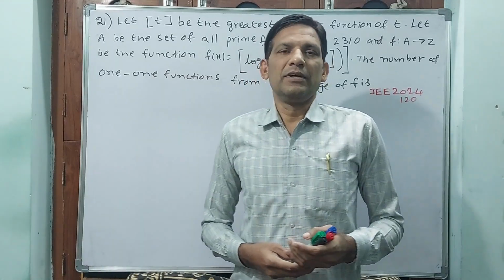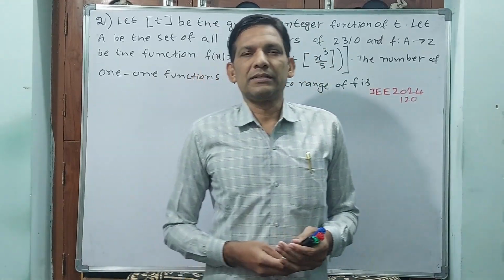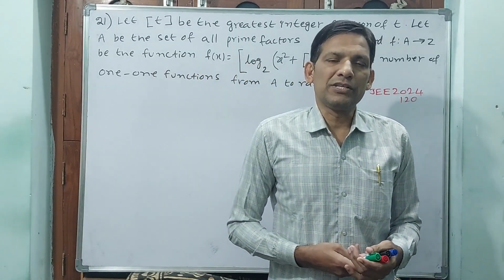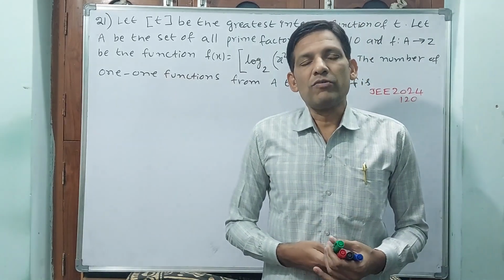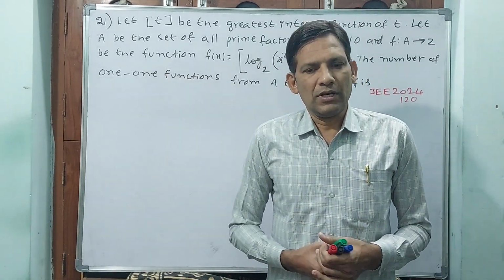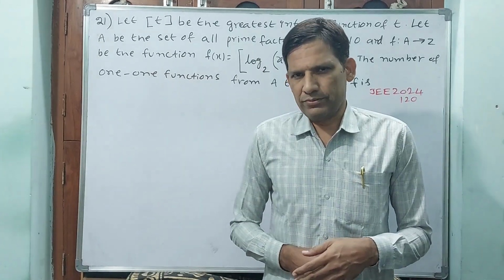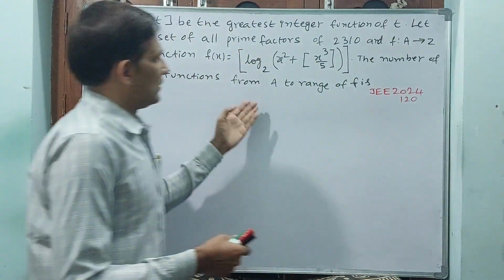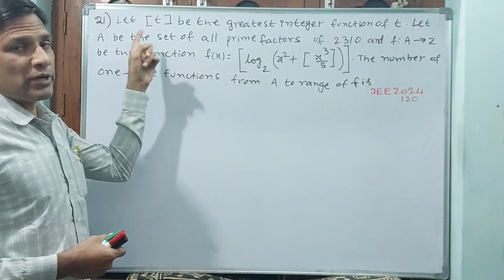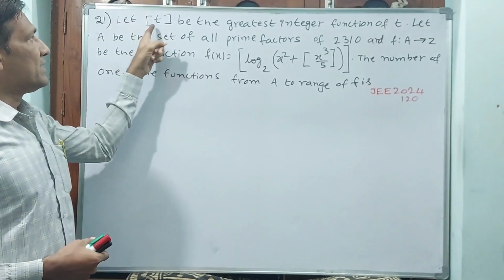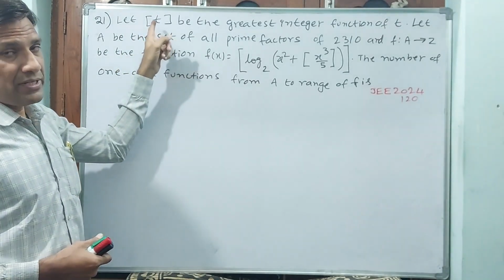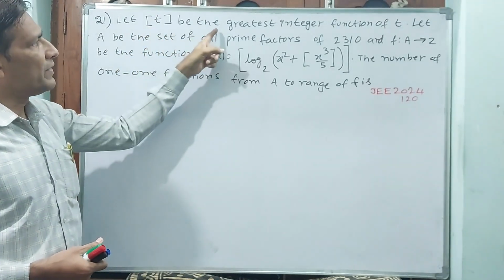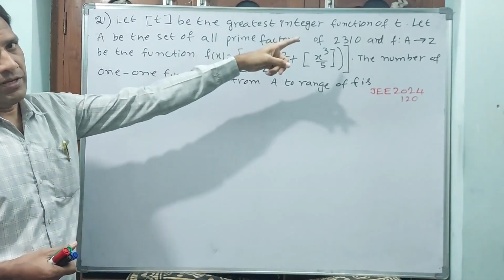Dear students, we are in JEE Mathematics and we are in the chapter of relations and functions. Today we are going to solve these questions from question number 21 to 22. Let us see these questions. Question number 21. Let the greatest integer of t be the greatest integer function of t.